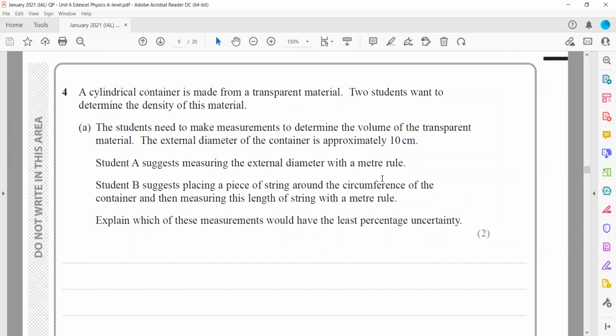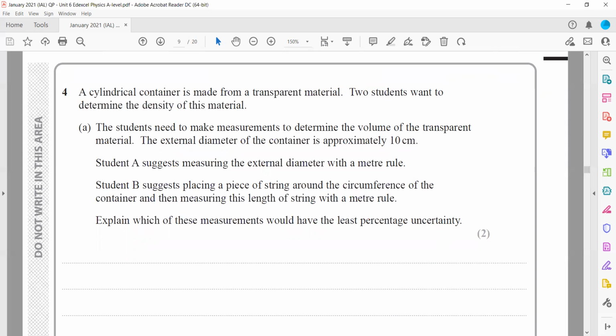In question 4, a cylindrical container is made from a transparent material. Two students want to determine the density. A student needs the measurements to determine the volume of the transparent material. The external diameter is approximately 10 centimeters. Student A suggests measuring the external diameter with a meter rule, and student B suggests placing a piece of string around the circumference and then measuring the length of the string with a meter rule. Explain which of these measurements would have the least percentage uncertainty.